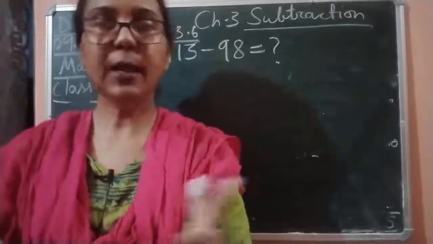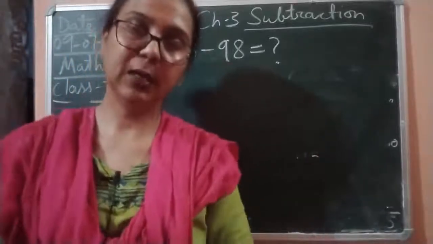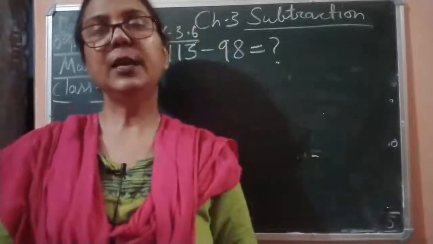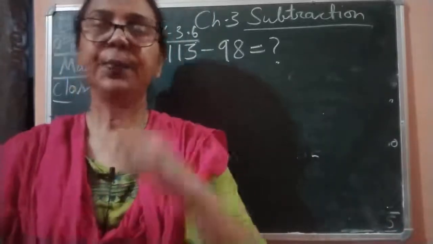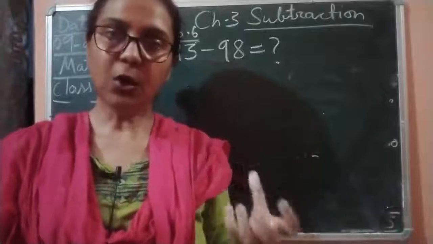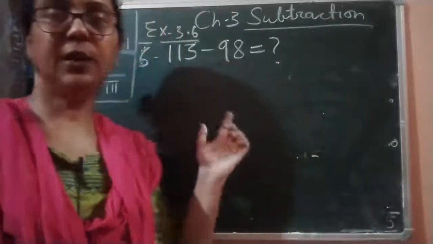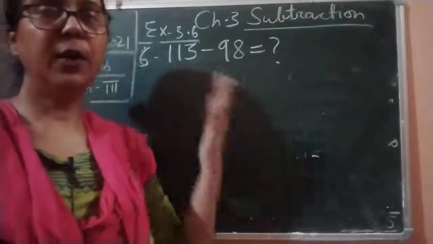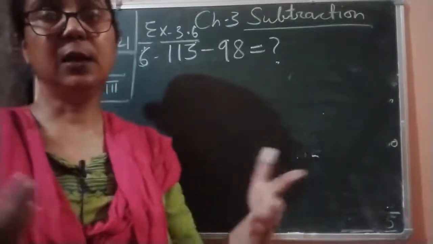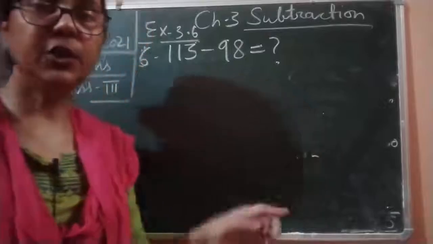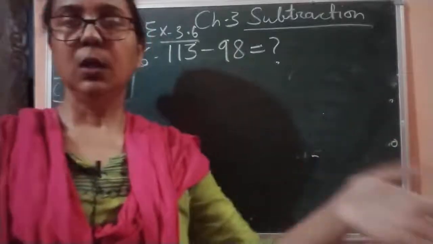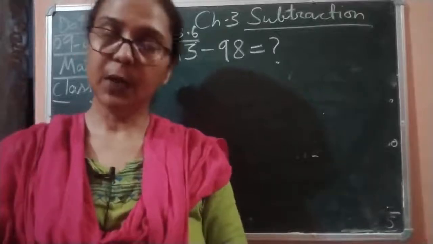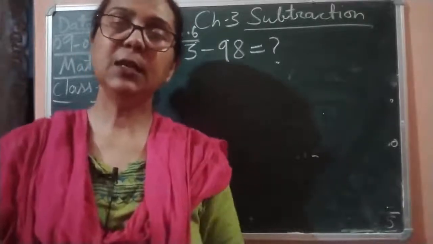So you can take any object. Toffees, you can take pencils, you can take kites. There are so many things you can take, and after taking the object, the name of the object, you just create: Rahul bought or Sahil bought or Reena bought 113 pencils, color pencils, and she gave 98 pencils to her friend. So how many pencils are left with her?